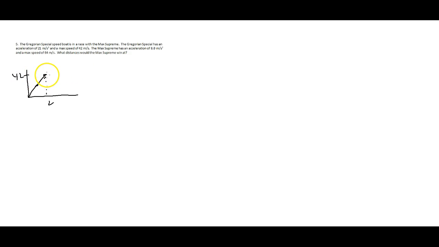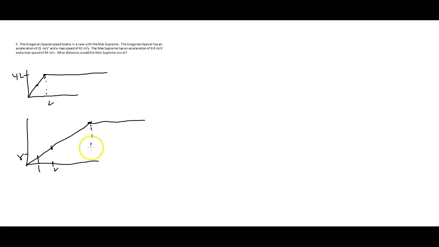And then the rest of the race, it's at the top speed, going as far as it can. So that's how far the race is for it. That's how it does the race. Okay. The Max Supreme, on the other hand, is a much slower boat acceleration-wise, but somehow it has the ability to go much faster in the long term. And so it's going up 8 each time. So 1 is 8, 2 is 16. So its acceleration tells us that at 8 seconds, it'd be at 64.